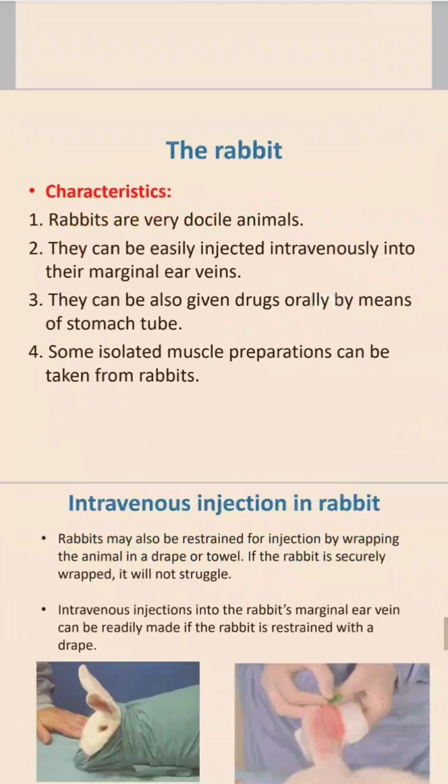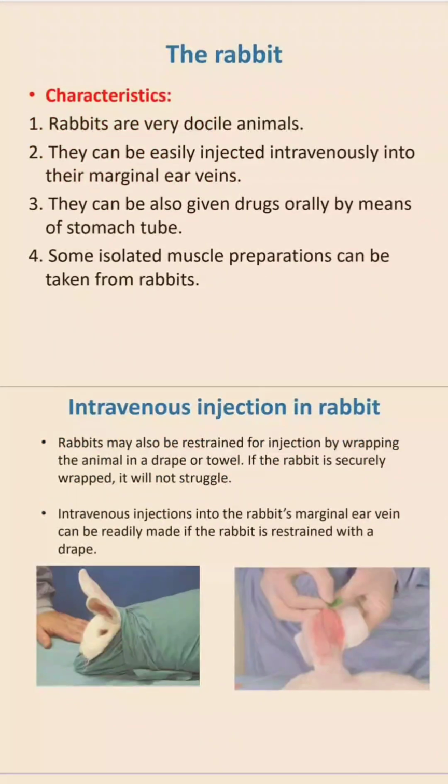Let's discuss the characteristics of the rabbit. They are very docile animals. They can be easily injected IV into their marginal ear veins. They can be given drugs orally by means of stomach tube. Some isolated muscle preparations can be taken from rabbit.